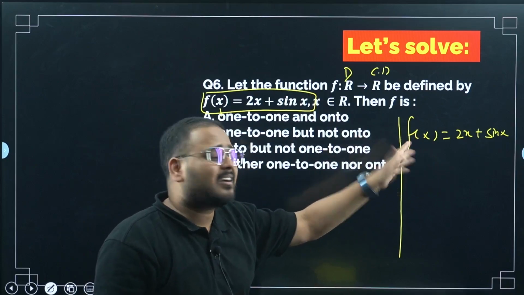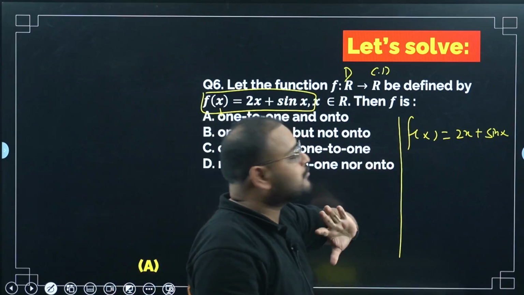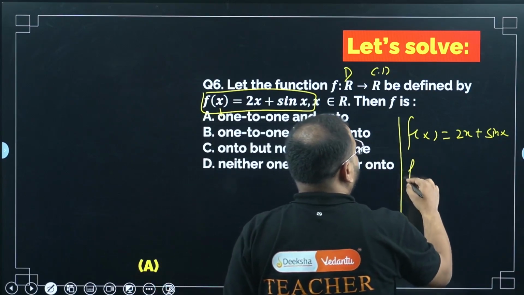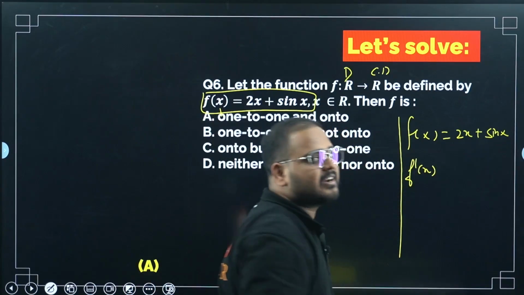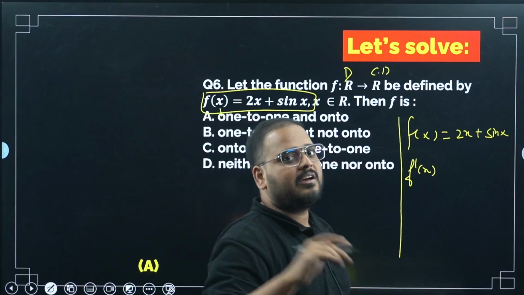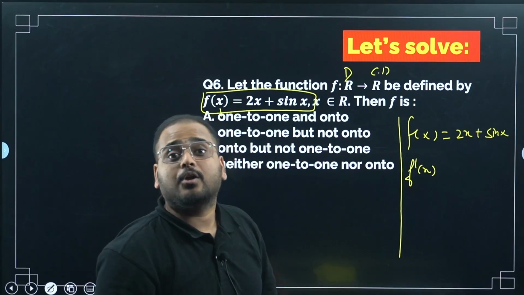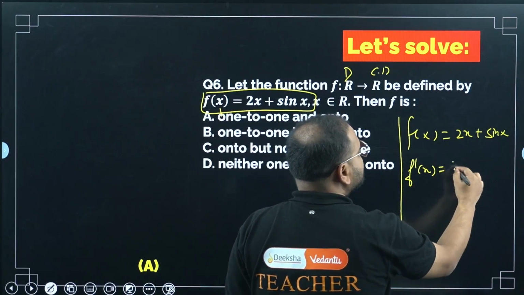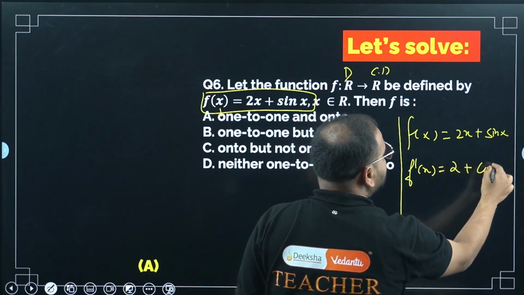Let's do increasing, decreasing, the work will be done. Let's do increasing, decreasing for this function. How will I do that, sir? Find the derivative. If derivative is greater than 0, increasing; less than 0, decreasing. If there is a break, then not one-one. Okay, sir, derivative of this will be what? 2x will be just 2. Sin x will be cos x, sir.